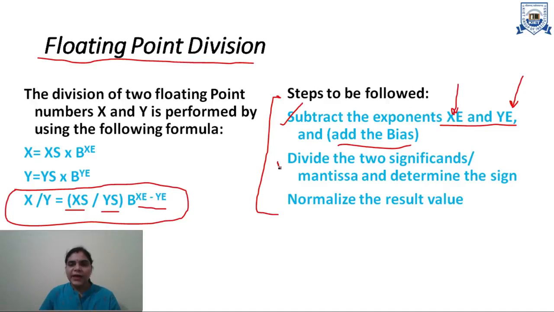Now we will divide the two significands and determine the sign of the result. The same concept will be applied as in multiplication. The sign of x XOR the sign of y will be the sign of the result. Now the next step is to normalize the result value if it is not in normalized form. In this way, we can solve the numerical problem on floating point division.